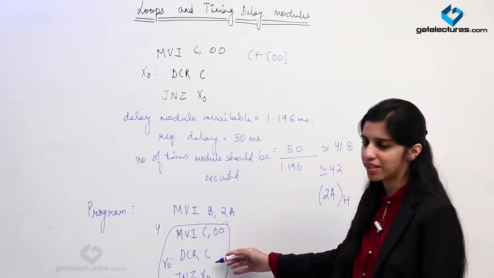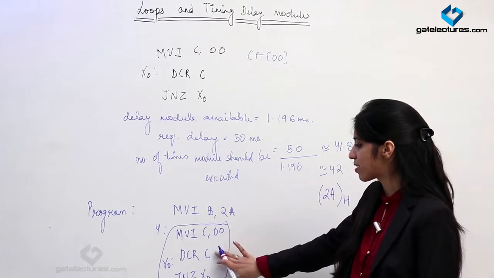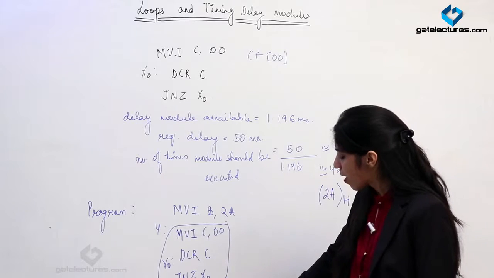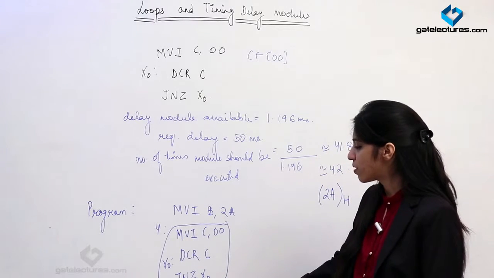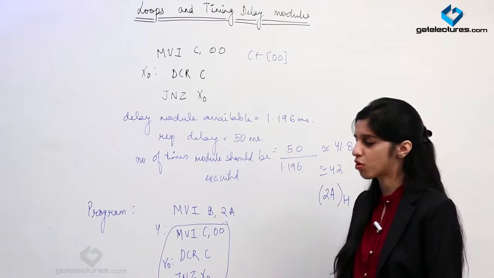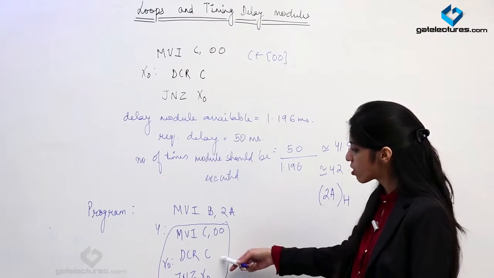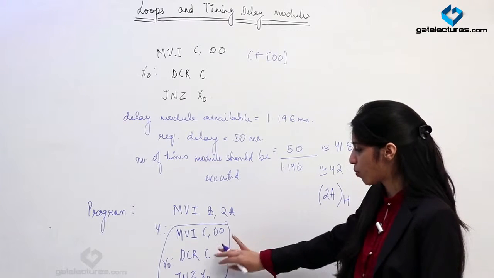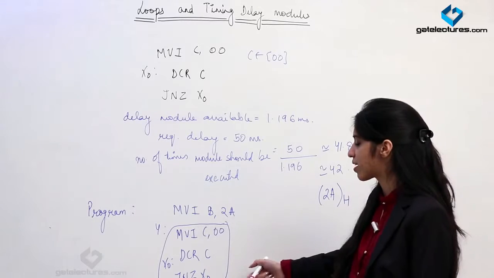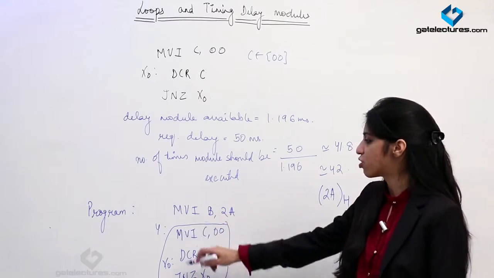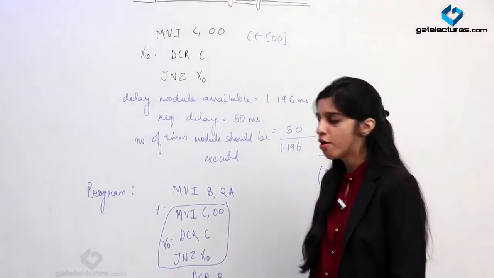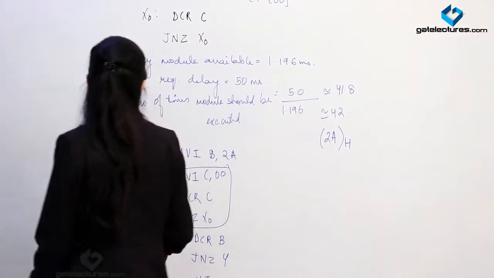Already this is producing a delay of 1.196 milliseconds. Combined, these are going to be some 7 to 10 T states, which is not going to make a lot of difference. So you can just focus on this timing module which is producing 1.196 milliseconds and see how many times this needs to be run to produce a total delay of 50 milliseconds. So this is the program.